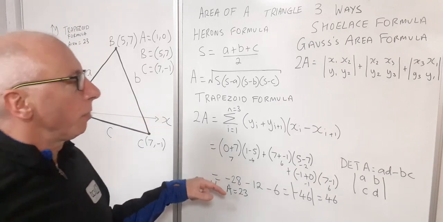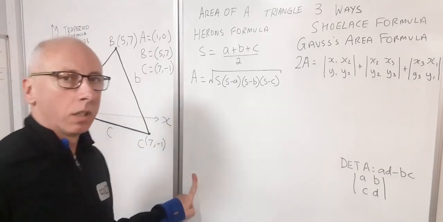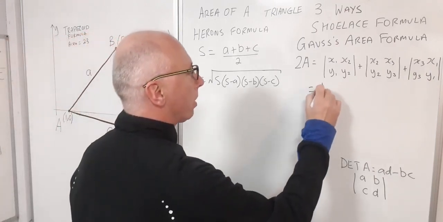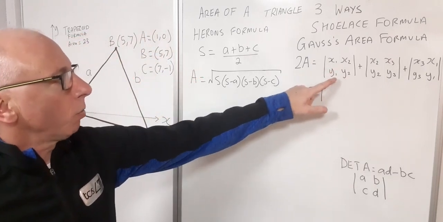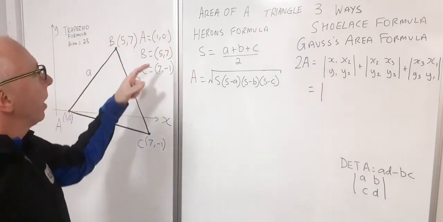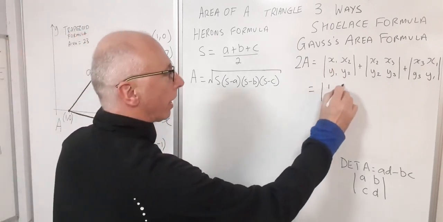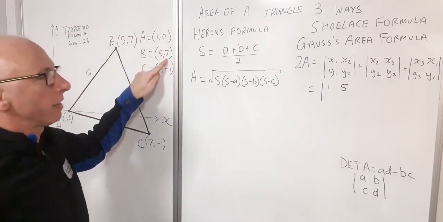So let's clear this off the board and we'll have a look at Gauss's area formula. Okay, let's have a look at Gauss's area formula. So now, x1, x2, y1, y2. Let's put those values in. So x1, x2, that gives me 1 and 5. y1, y2 is 0 and 7.